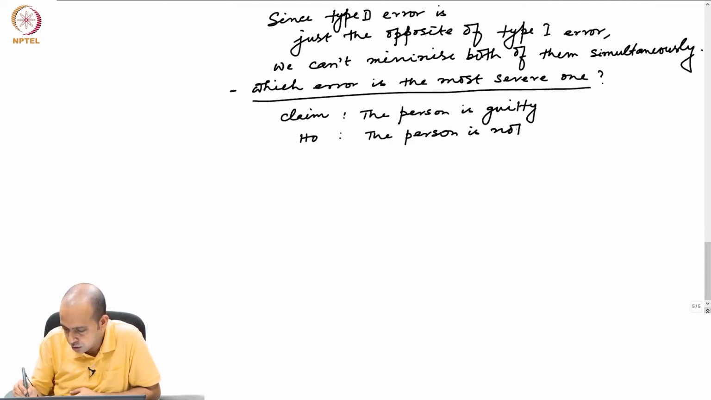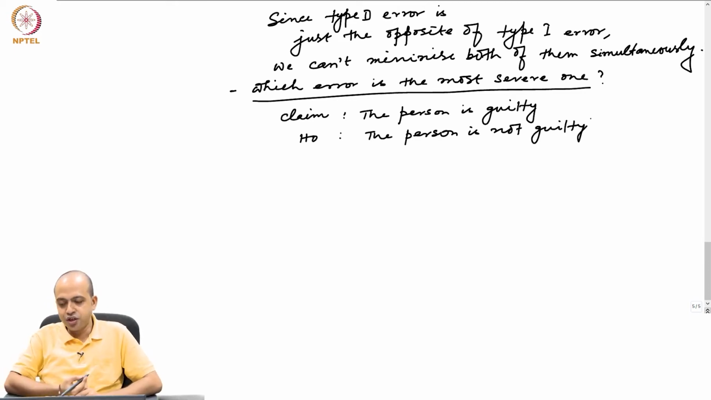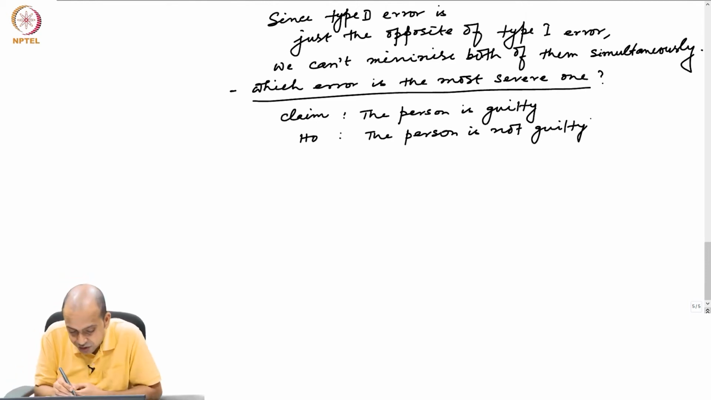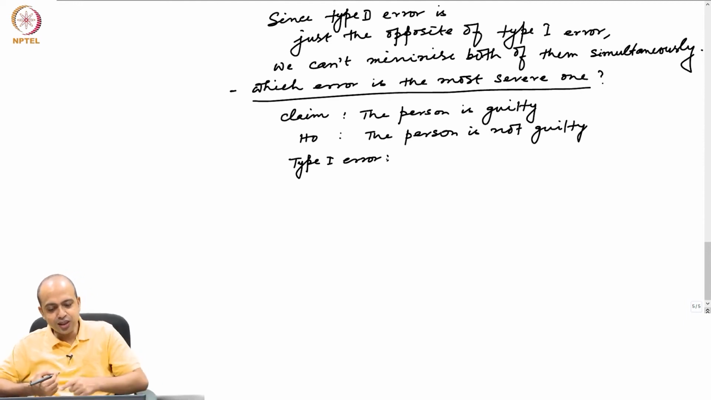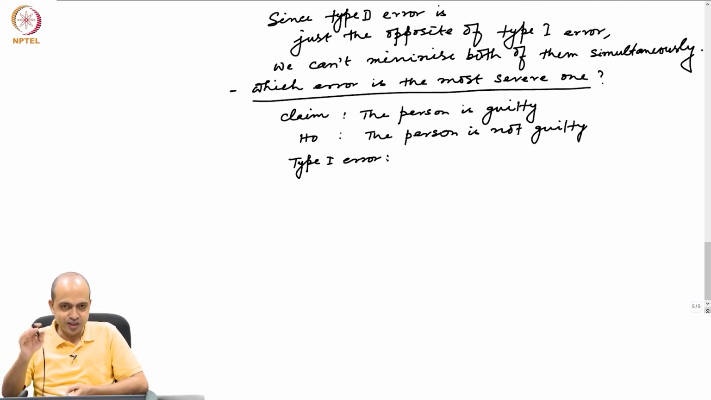When the person is caught, what is your claim? Your claim is the person is guilty. Then what is your H naught? Your H naught is that, so you have to nullify this claim, the person is not guilty.